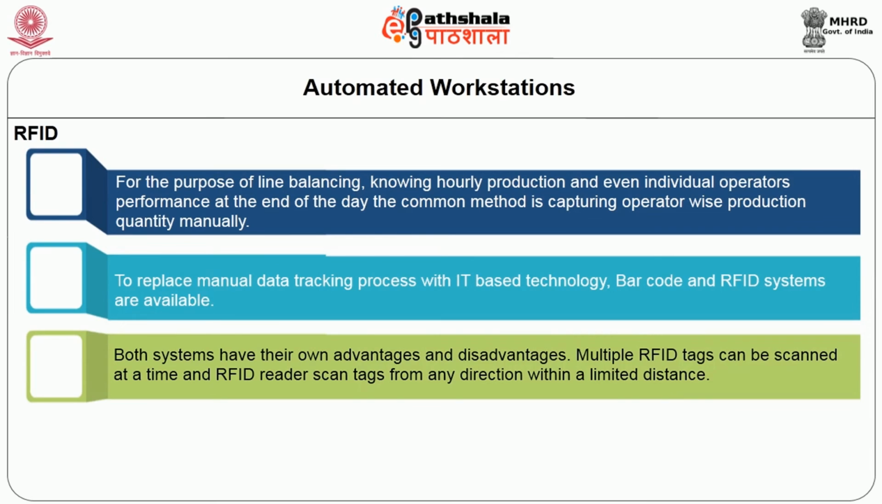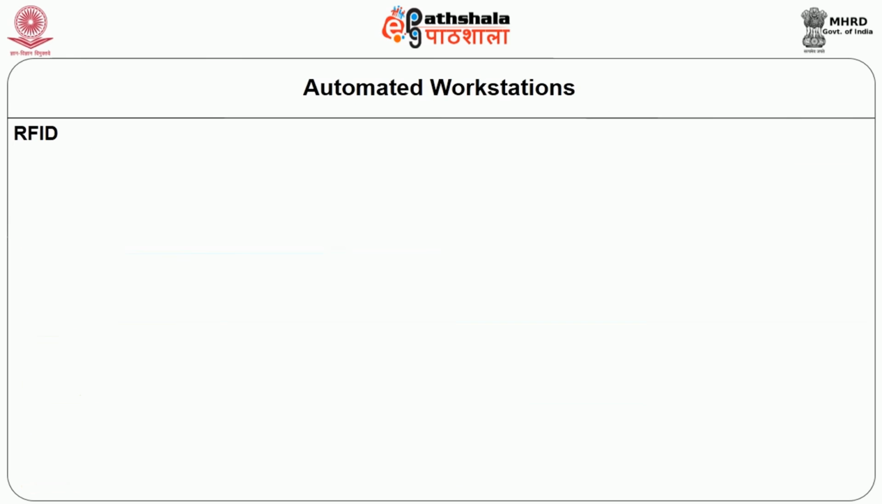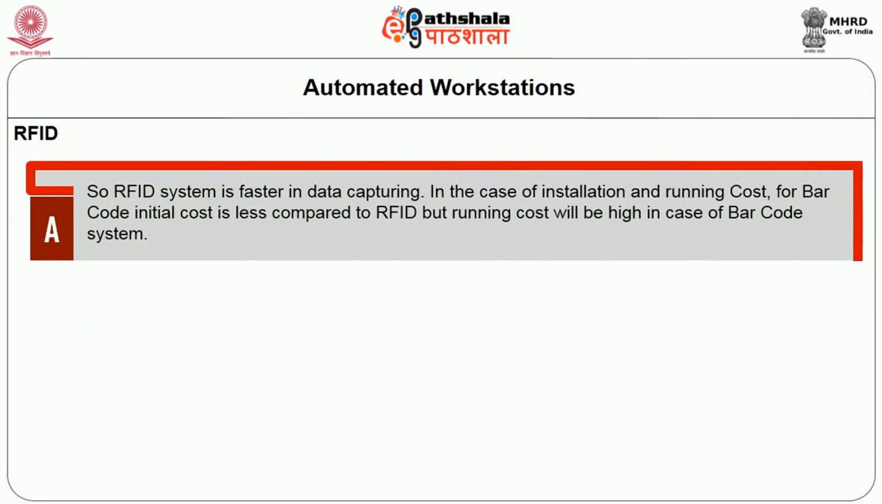Both systems have their own advantages and disadvantages. Multiple RFID tags can be scanned at a time, and RFID reader scan tags from any direction within a limited distance. Only one barcode sticker can be scanned at a time, and barcode scanner from front only. It can scan only from the front. So RFID system is faster in data capturing. In the case of installation and running cost, for barcode initial cost is less compared to RFID, but the running cost will be high in case of barcode system.